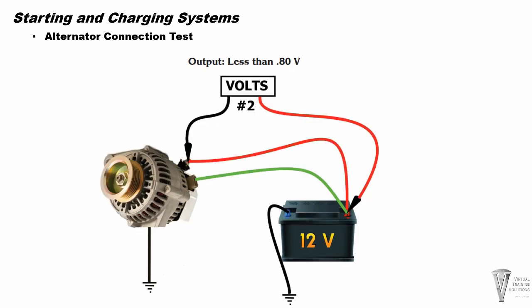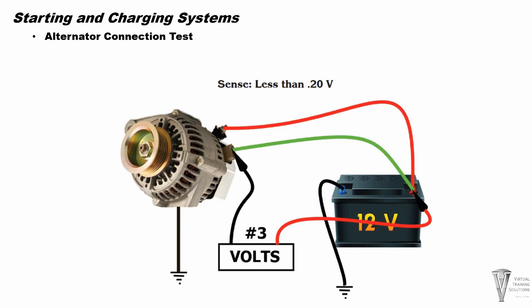Second, connect the voltmeter between the positive battery terminal and the alternator output terminal. A good working limit is 0.8 volts or less. Lastly, connect your voltmeter between the positive battery terminal and the sense terminal. This is usually labeled S, but terminal A on many Fords. A good working limit is 0.2 volts or less.